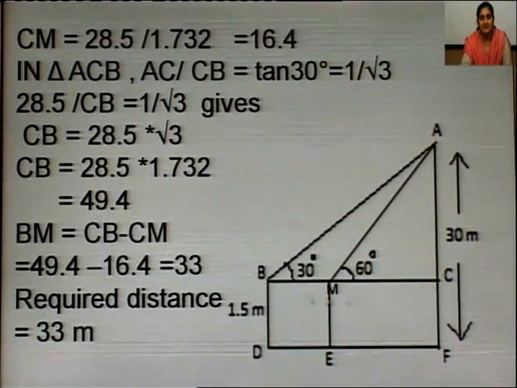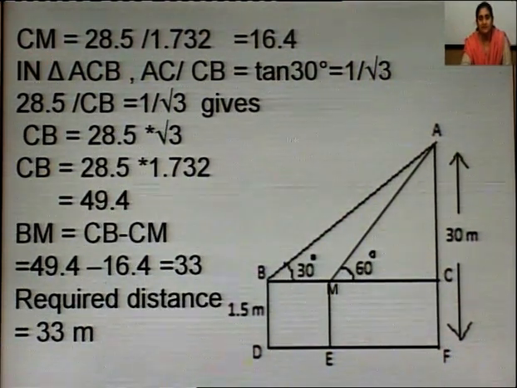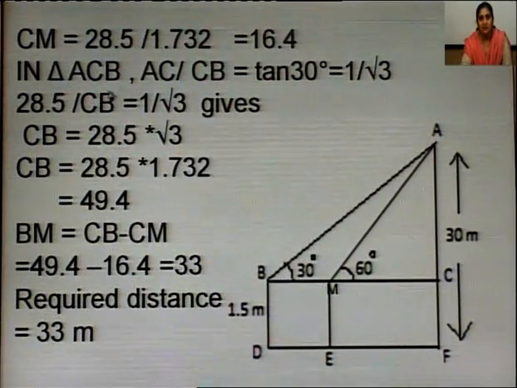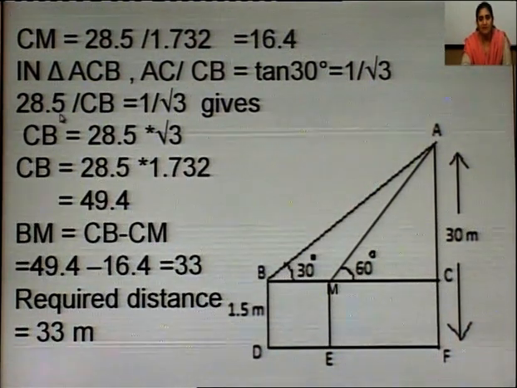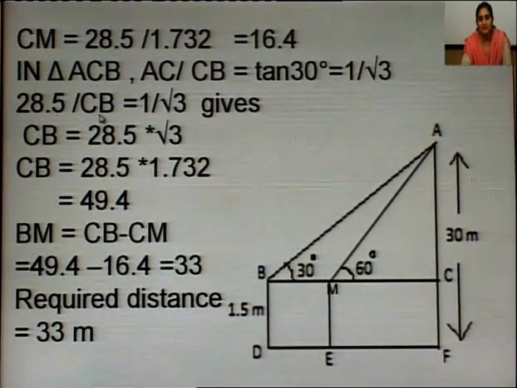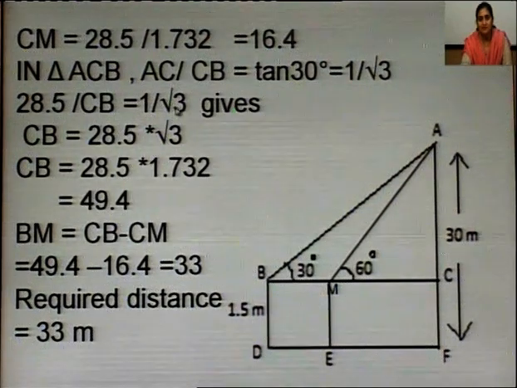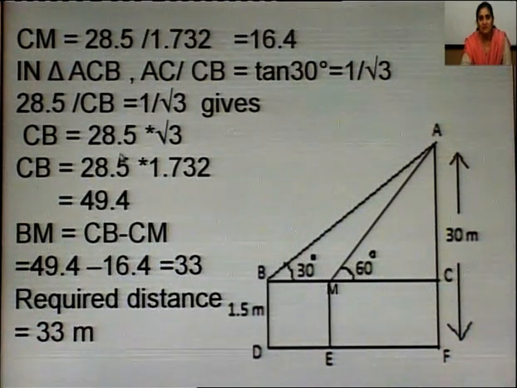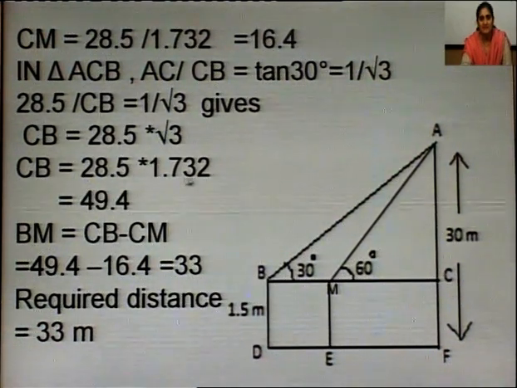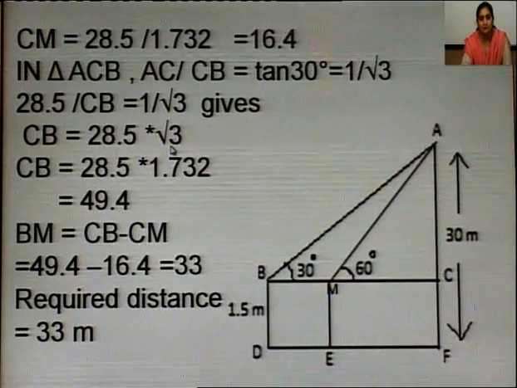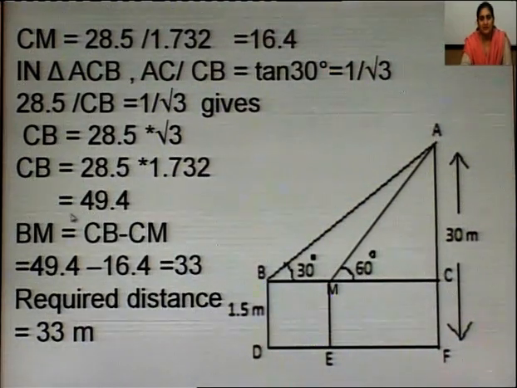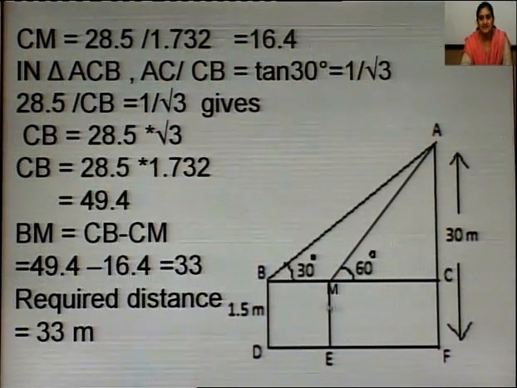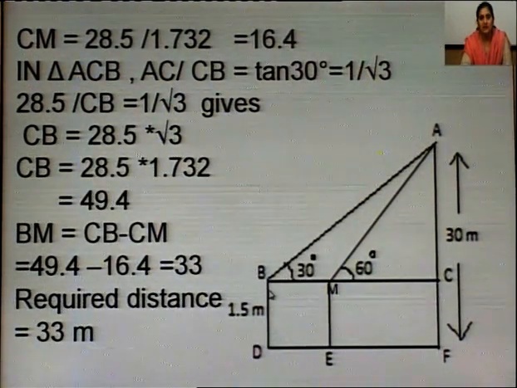So AC by CB is equal to tan 30 degree. Value is 1 by square root 3. So because AC is given, we have found that AC is equal to 28.5. So 28.5 divided by CB is equal to 1 by square root 3. So simplifying it, we will get CB as 28.5 multiplied by 1.732, the value of square root 3. So multiplication gives 49.5. So CB distance is equal to 49.4.